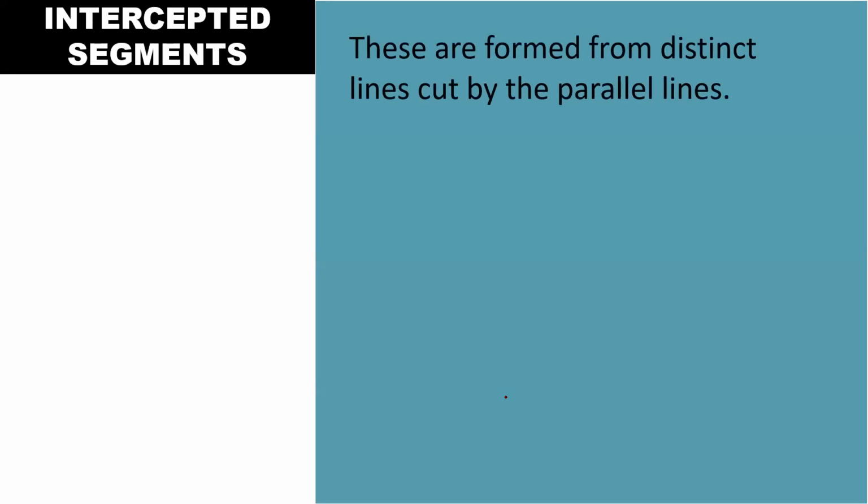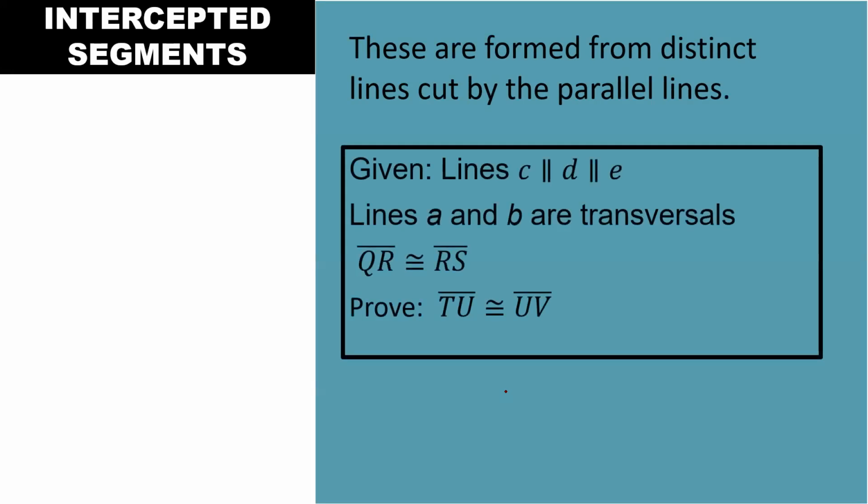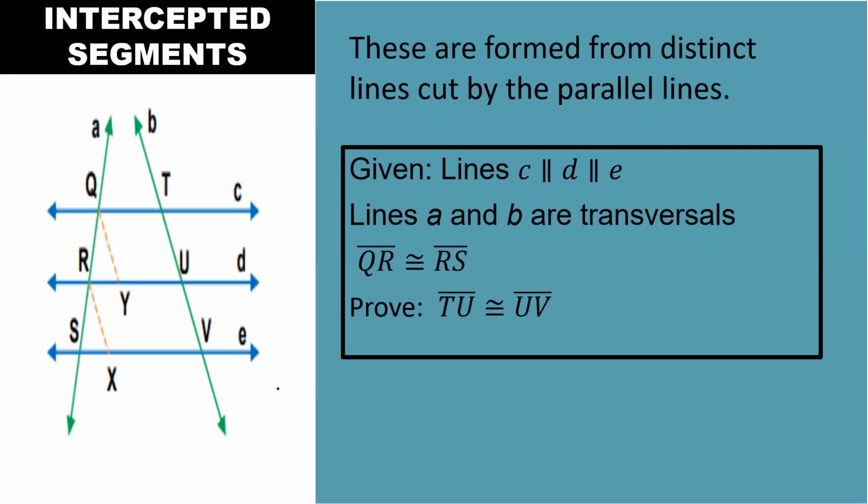Let's define intercepted segments. When we say intercepted segments, these are formed from distinct lines cut by the parallel lines. So, what are these? Okay, let's have this illustration. Given that lines C, D, and E are parallel, and we have lines A and B as the transversals in this given illustration, we can say that QR is congruent with RS and QU is congruent with UV. So these are the intercepted segments.